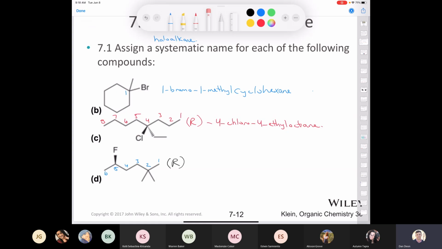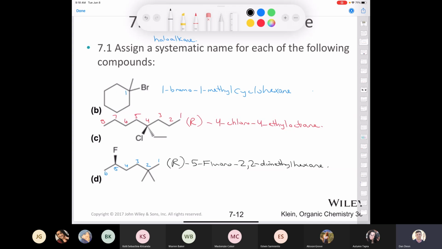So what do I got? I've got a 2, 2 dimethyl and a 5 fluoro. Well, F comes before M in the alphabet. So I have a 5-fluoro, 2, 2-dimethyl, and then my parent chain is a hexane. And there you have it, folks.